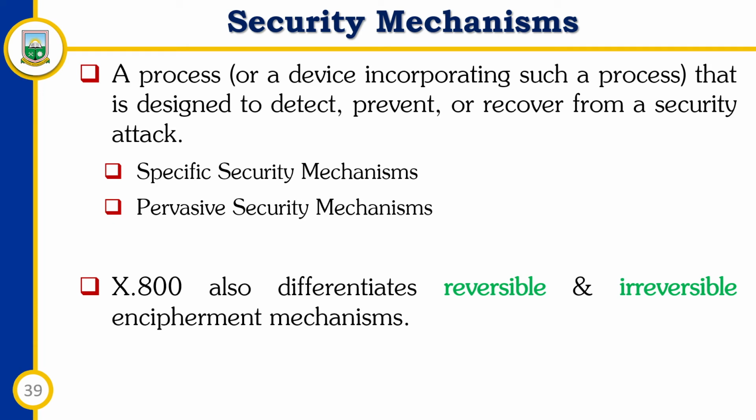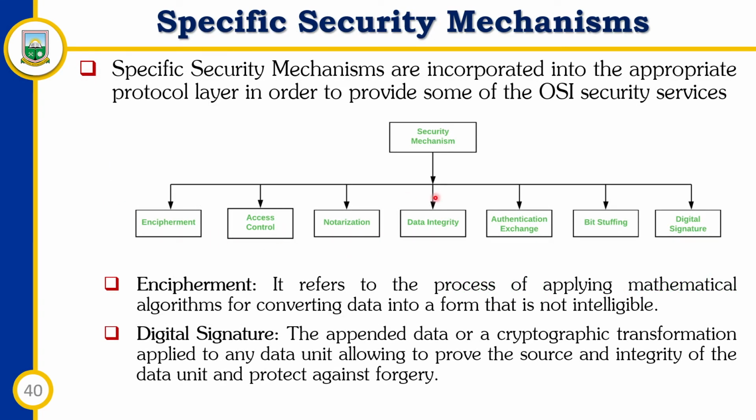However, on the other hand, the irreversible encipherment includes hash algorithms and also message authentication codes used in digital signature and message authentication applications. So we use hash algorithms in irreversible encipherment and encryption algorithms in the reversible encipherment.